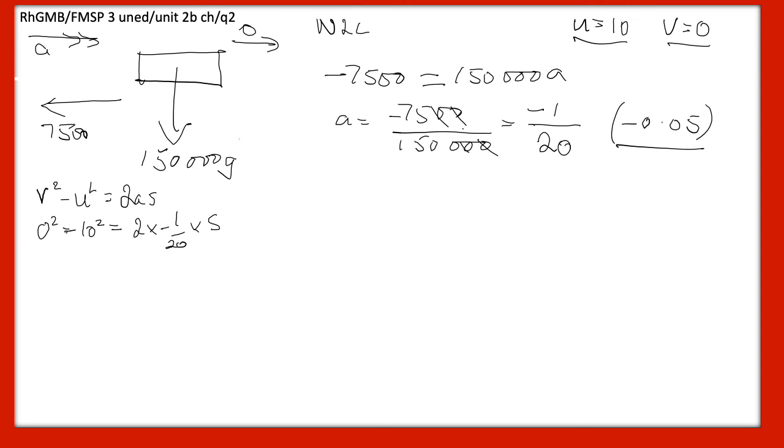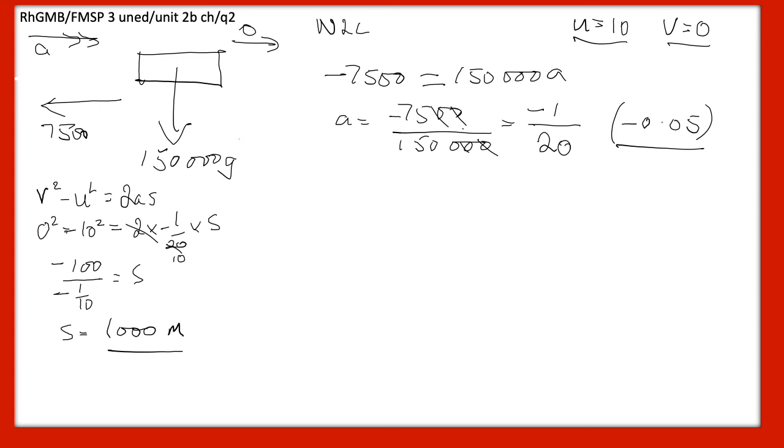And that will give me a distance. Clearly I've got a bit of cancellation I can do here. I've got minus 100 on that side, because it is v squared minus u squared. I've got minus 1/10 on this side, so minus 1 over 10 is equal to s. So minus divided by minus hopefully fits our mathematics, and we get my distance is 1,000 meters.